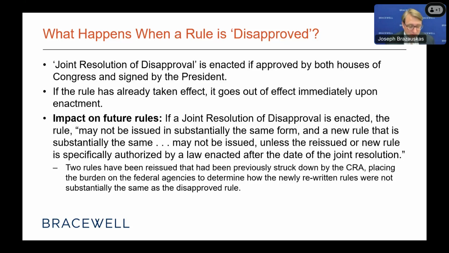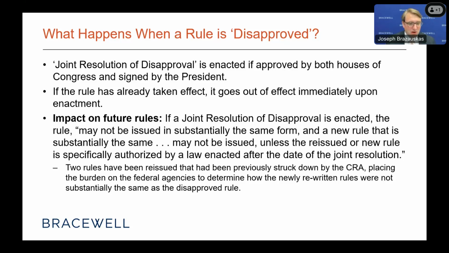And this does present some interesting consequences. Historically, 2 rules have been reissued that had previously been struck down by the Congressional Review Act. The burden is on the federal agencies to determine how the newly rewritten rules were not substantially the same as the disapproved rule. And in these 2 historical incidences, these were rules that Congress had prescribed via statute to promulgate.